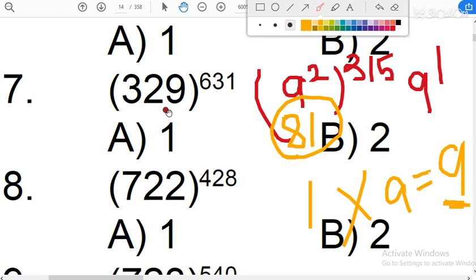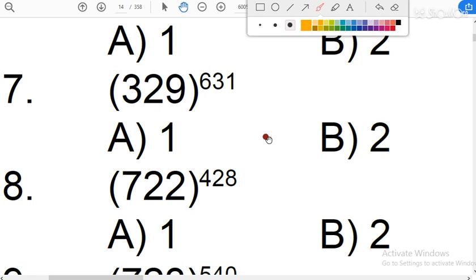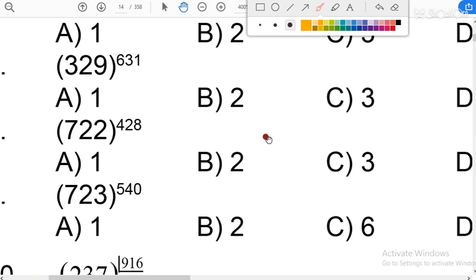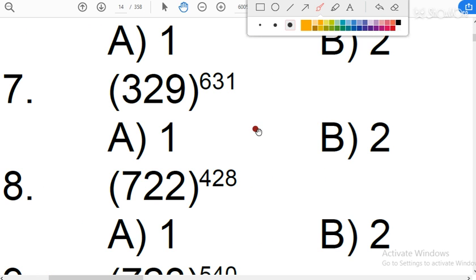Unit place of this term is 9. Students, this will give me the power 615 into 2, which is 630. 630 plus 1 is 631. So I have to divide this result in this term like this. I have divided. So its answer will be option number D. I will verify the answers, don't worry. Now I am moving to question number 8. I will solve 3 questions.